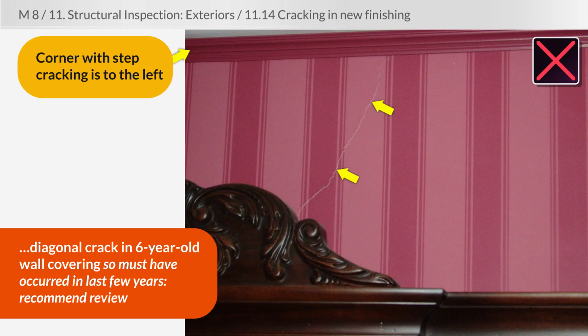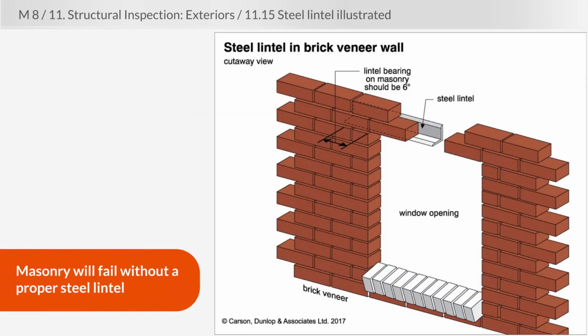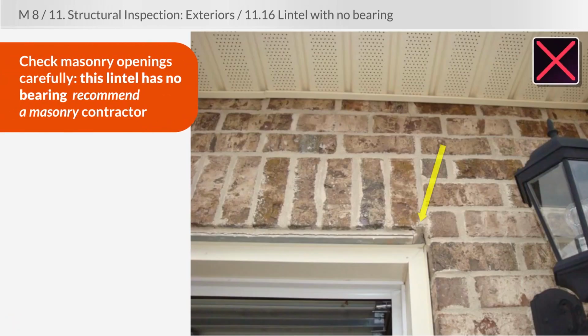As we talked about, masonry requires a proper steel lintel to carry all that weight. And the lintel needs to be bearing on masonry at least 6 inches. Take a look right over this garage door opening. You can see that the lintel actually stops short of bearing on any brick. It's about an inch short.